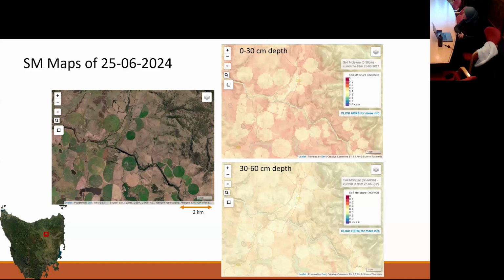This is a cool one. I really love this map. Yeah.